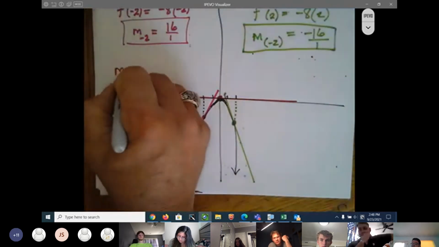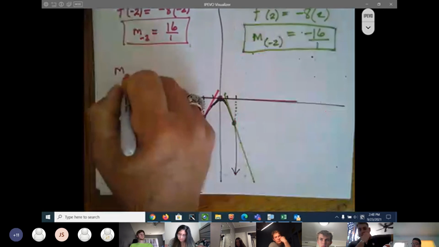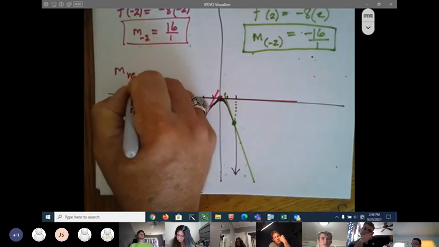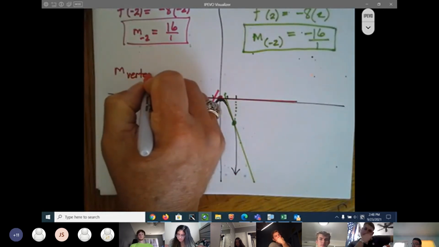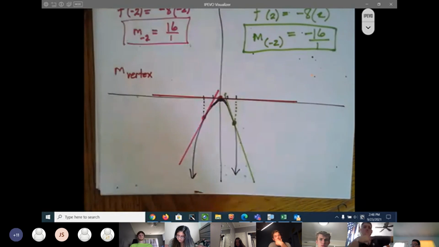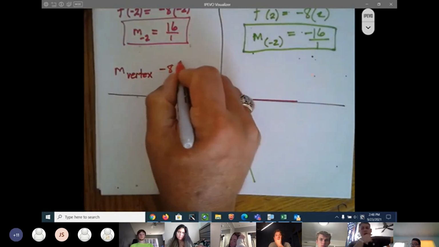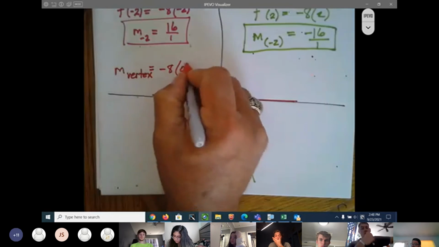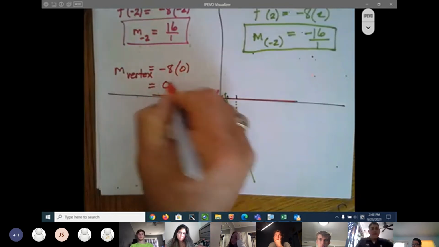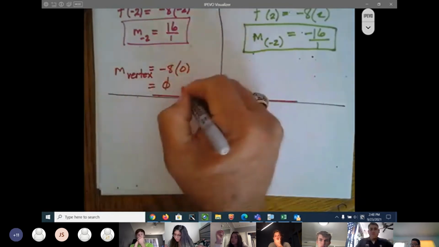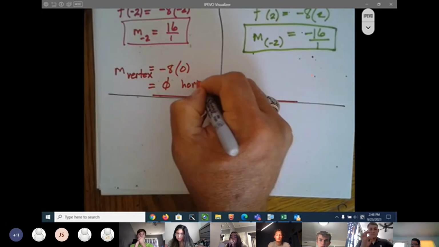What is the slope of the tangent line at the vertex, at any vertex? Well, plug it in. X is 0. Negative 8 times 0 is what? Which means a horizontal line.